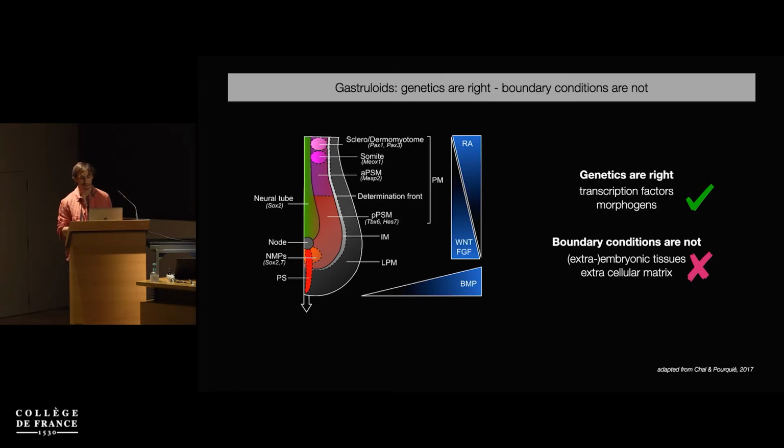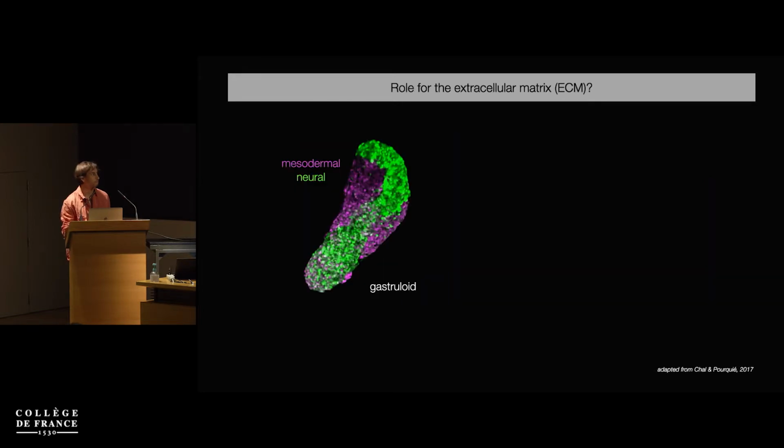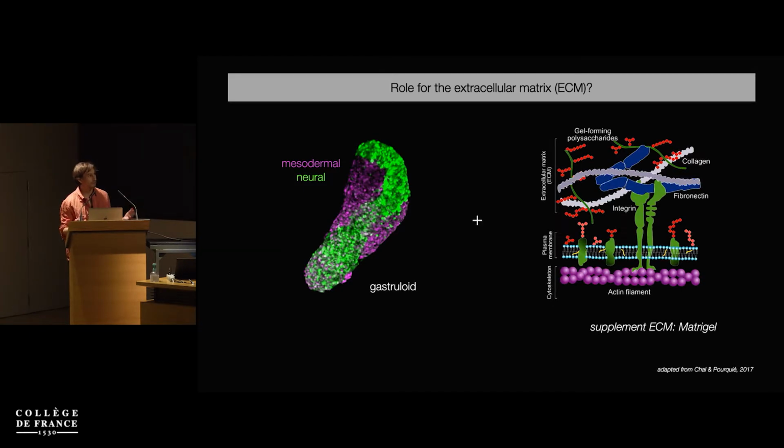So in vivo, we have the extraembryonic tissues, but also some embryonic tissues that, for example, secrete an extracellular matrix that then confers mechanical and chemical cues that are in vivo very important to shape the embryo. And this was very easy to test. So what if we take gastroloids, and look here at this really beautiful segregation of neural in green and mesodermal domains in magenta, but the absence of architecture, and we just supplement them with an ECM in the form of Matrigel.